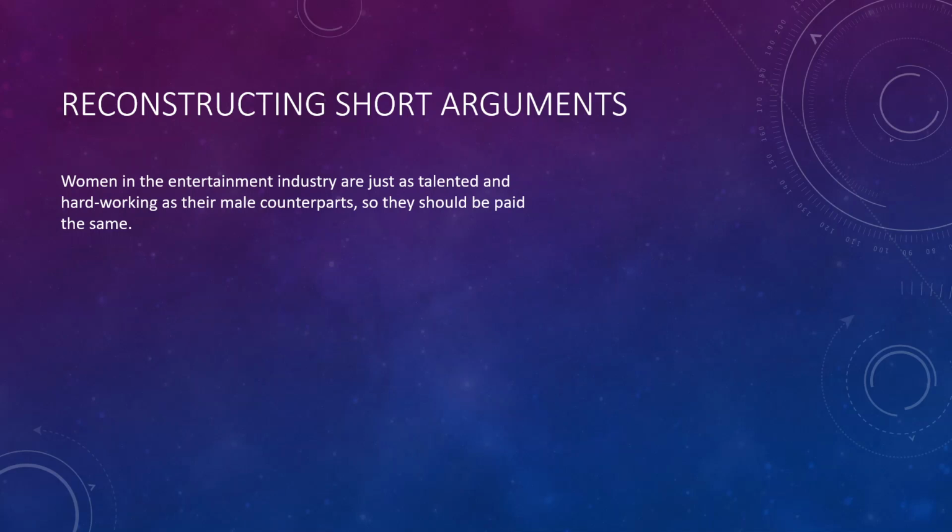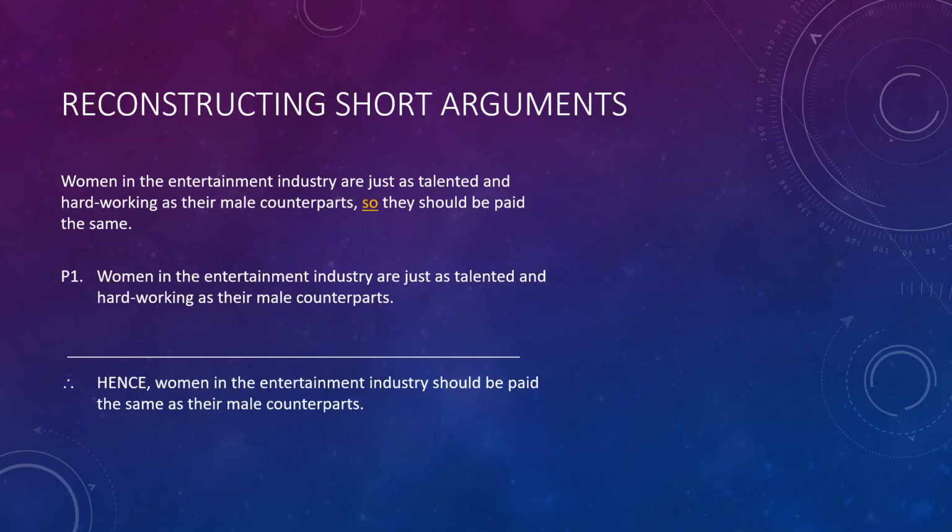If we look closely, we'll notice that this brief argument does include a conclusion indicator word, and that's the word "so" after the comma. If we take that as our starting point, we could at the very least separate the stated premise from the stated conclusion. And if we put them in standard form, it would look like this. Premise 1, women in the entertainment industry are just as talented and hardworking as their male counterparts. Hence, women in the entertainment industry should be paid the same as their male counterparts.